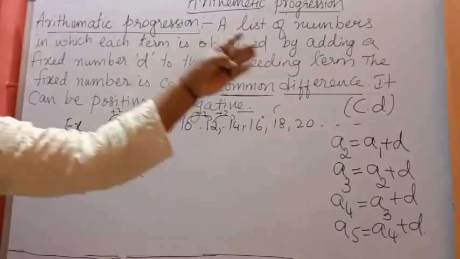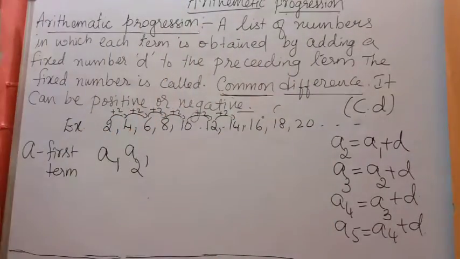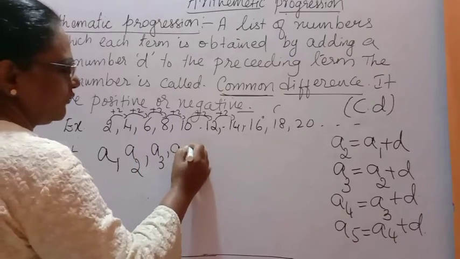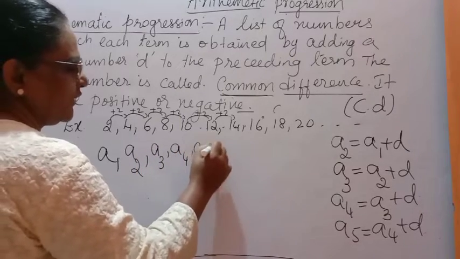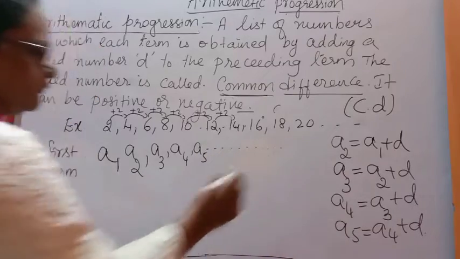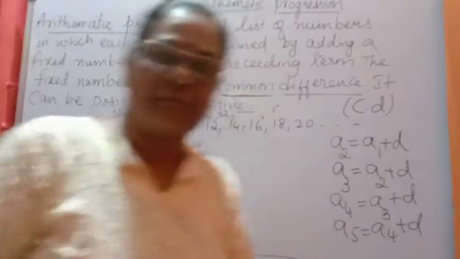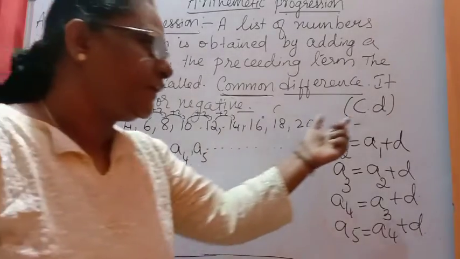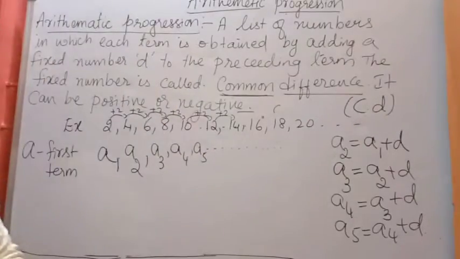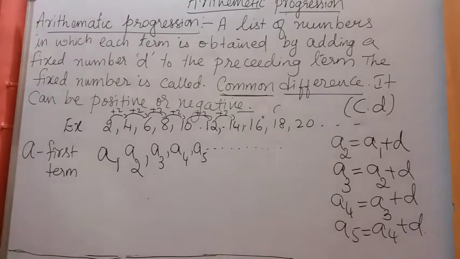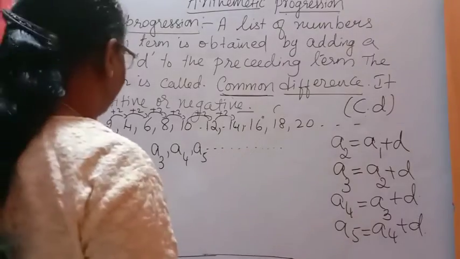So like this you will get a series of numbers, terms. How to find the terms A3, A4, A5, like that. Next, coming to how to find the last term, because they have not given here how to find the last term. How do you find the last term? That we will take up next.